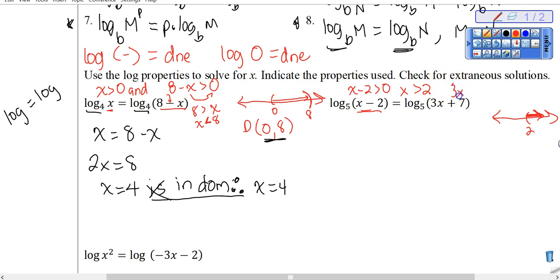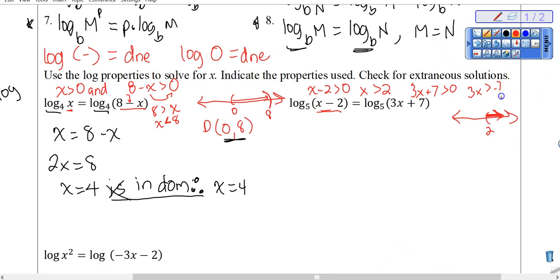So we have 3x plus 7 also has to be greater than 0. Or 3x has to be greater than negative 7. Or finally, x has to be greater than negative 7/3, which is to the left of that, right? But it's greater than. So what's true for both of them? What's my domain? It has to be true for both of them. Open from 2 to infinity is correct. It has to be true for both of them in order for there to be an answer.